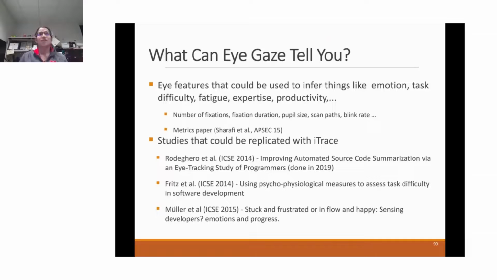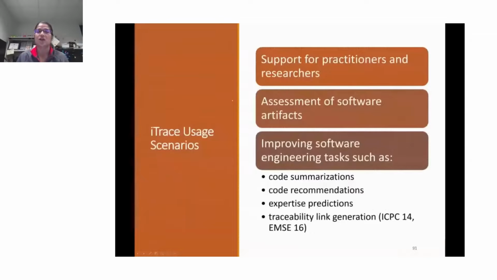But one thing we could do is replicate studies. We did that with the Rodriguez study, but there's also this Fritz study that is quite interesting. This is also by Fritz, the Inflow and Happy paper. That's one thing you could do in the future, is replicate these studies to see if these things still hold in a larger context. Right now, mostly the eye trackers are used for assessment.